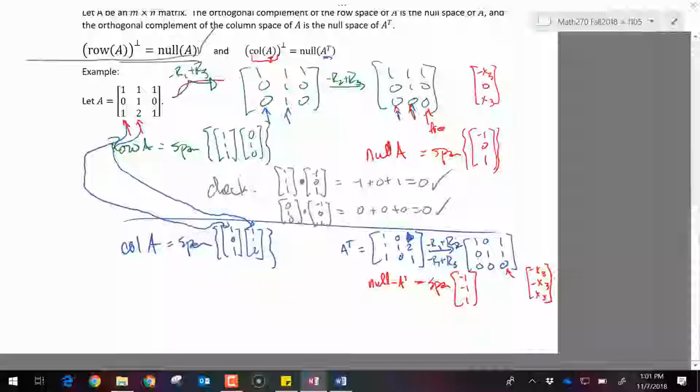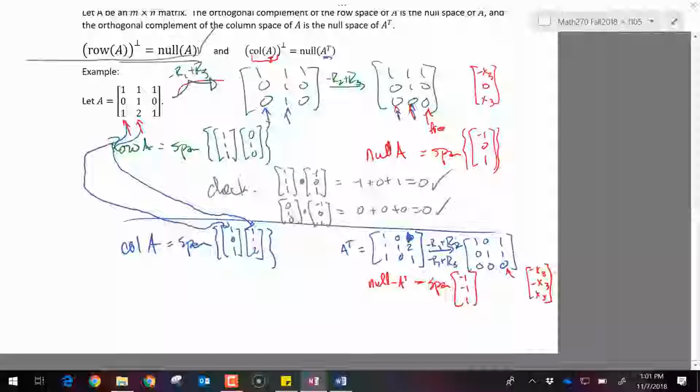So you look at the pivots in your reduced form, and then you go to the original matrix, and the columns where the pivots were end up being your basis for the column space. Ali? Oh, okay. All right.